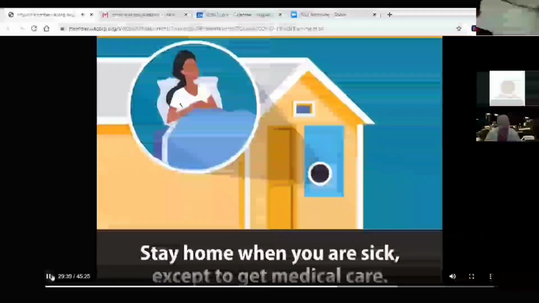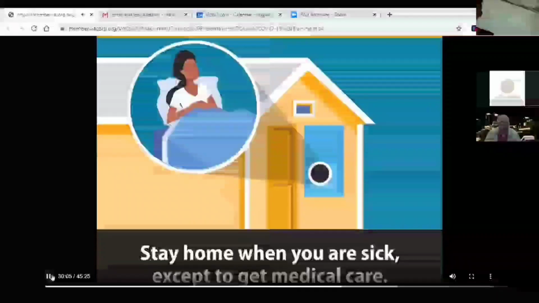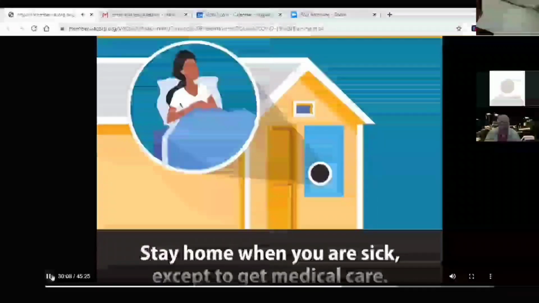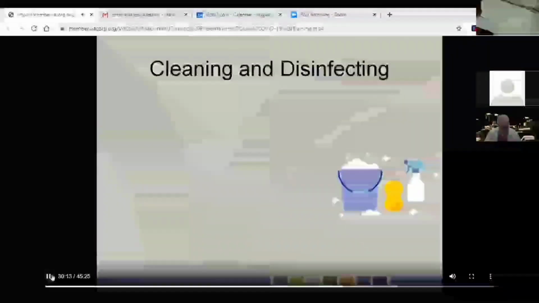There's a big, heavy emphasis being put on self-monitoring because we don't know what everybody's doing in their personal lives. When you were grocery shopping last, someone may have sneezed on you, or one of your family members picked something up and you think you've been exposed to it. So we really need to be paying a lot of attention to our own symptoms, who we've been around, and really try to self-monitor and stay home if we're not feeling well. Of course, except to get medical care, as it says here.